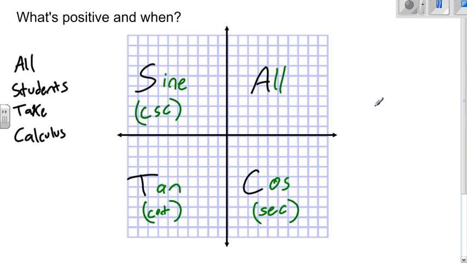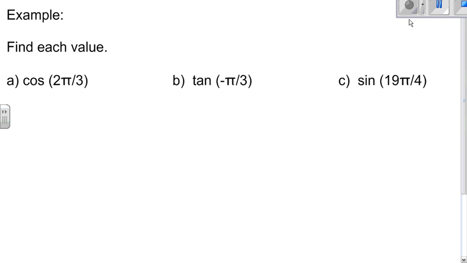You can also just think about what the points are. X is cosine, Y is sine, so you can figure out your X coordinates are positive over here, your Y coordinates are positive up above the X-axis. And if both coordinates are negative, that'll make tangent be positive. Negative over negative. So now we can use that to help us figure out more complicated sine, cosine, tangent values.